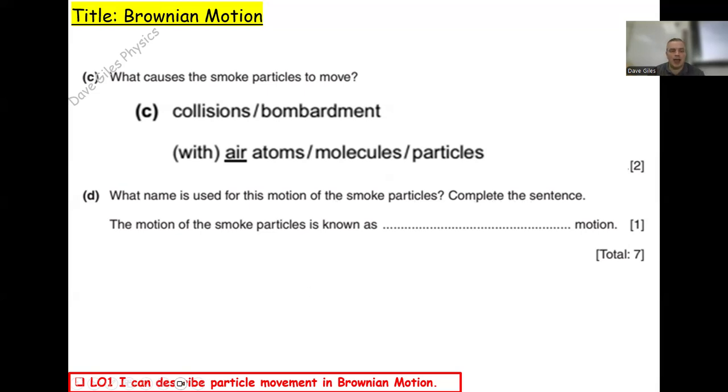Okay, so that is the end of the lesson describing the particle movement in Brownian motion.